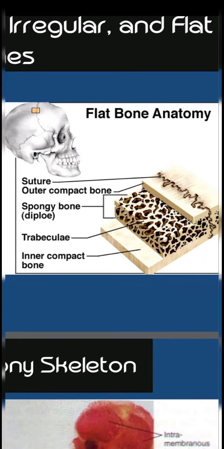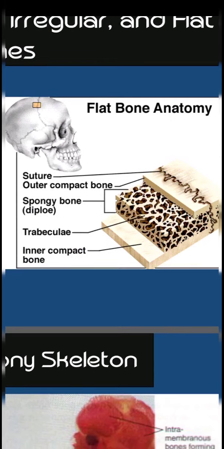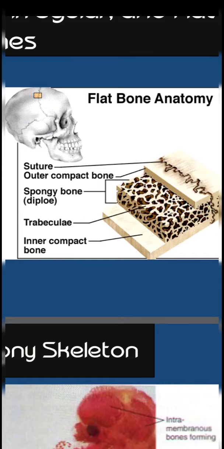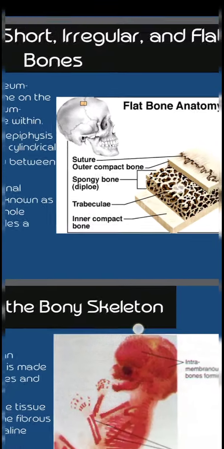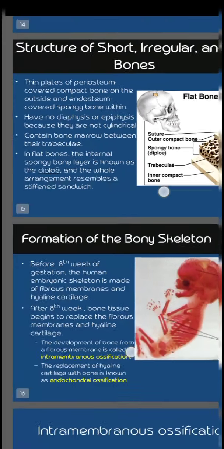A suture is an arrangement where two bones meet. There is an outer periosteum, then compact bone, then spongy bone covered with endosteum. Within the spongy bone there are trabeculae where the bone marrow is located.